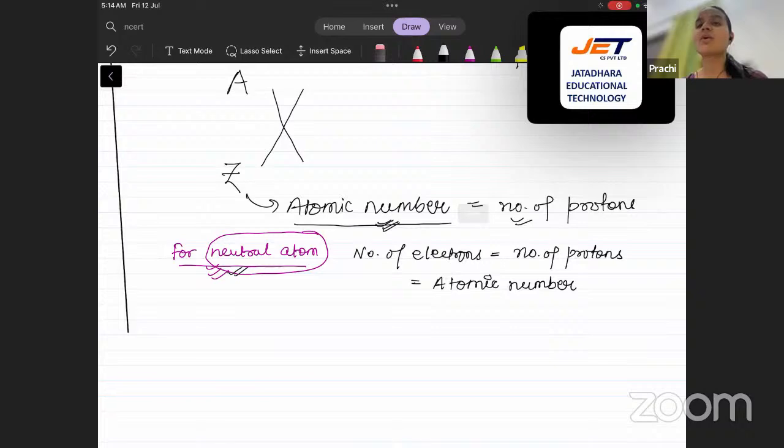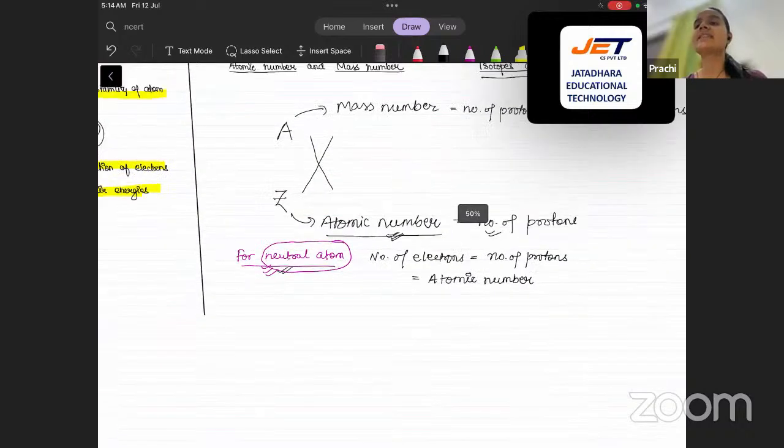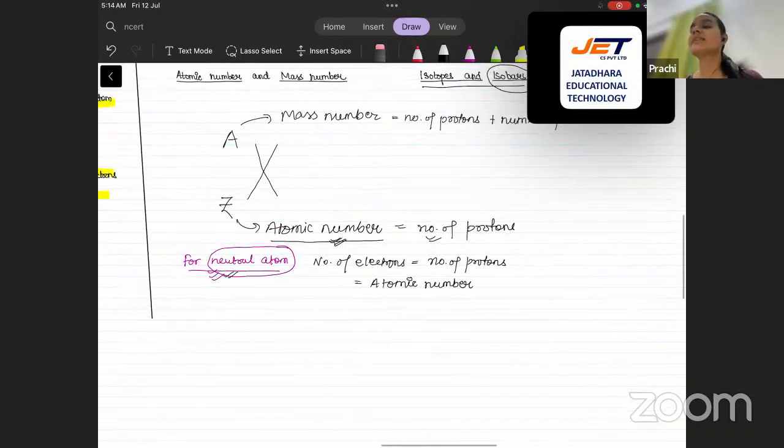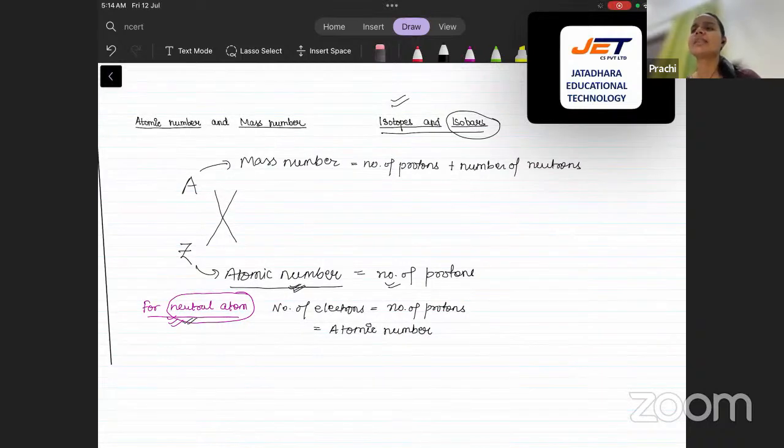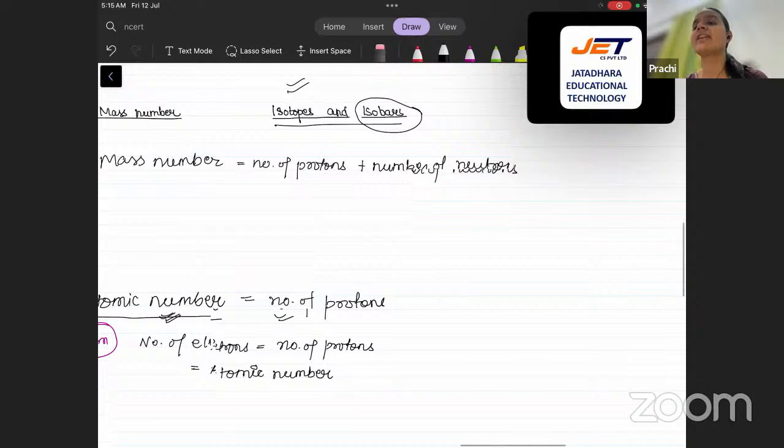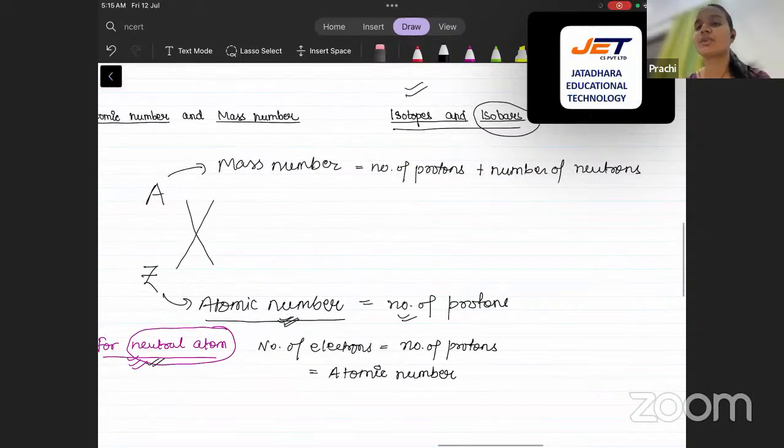So from here, what we can say is, if I know the mass number, then it will tell me about the number of protons and the number of neutrons. Basically, if I add the number of protons and the number of neutrons, I'll get the mass number, and the atomic number will be equal to the number of protons. So from here, we can find out the number of neutrons.